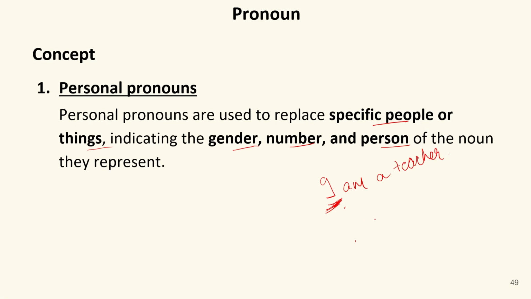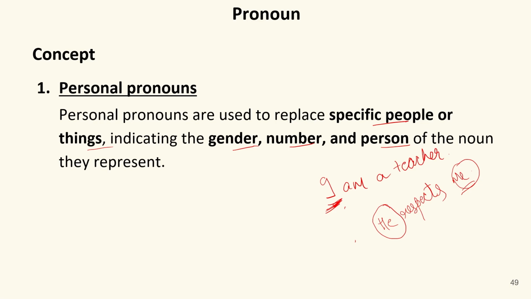And suppose I say he respects. Now whom does he respect? He respects me. Here I have written the word me. Me is again a personal pronoun. He is again a personal pronoun which is related to a person. So when we are talking about a person, when we are representing a person, that pronoun is called personal pronoun. It means we are talking about that particular thing or person personally. That is called personal pronoun.